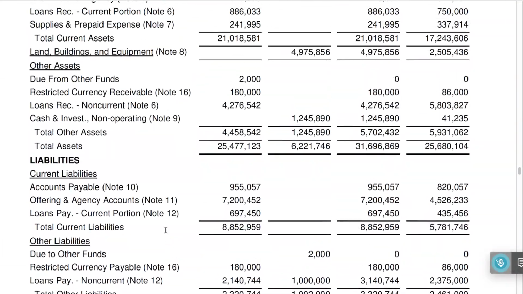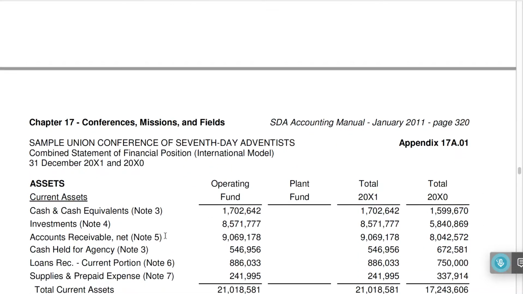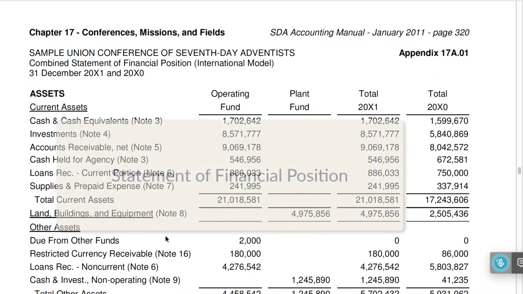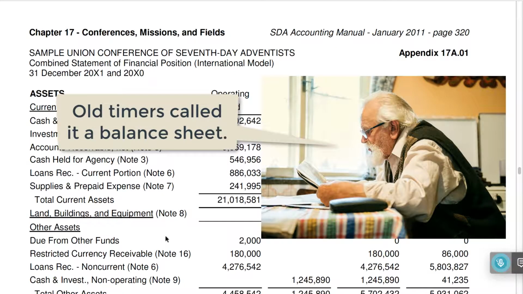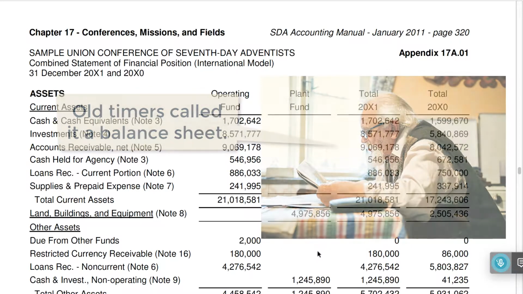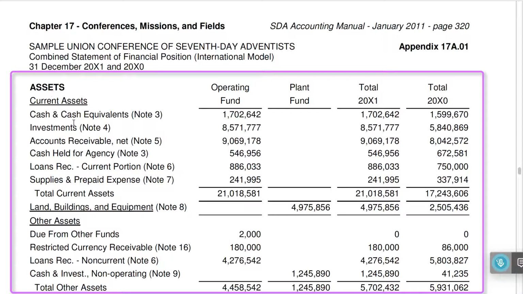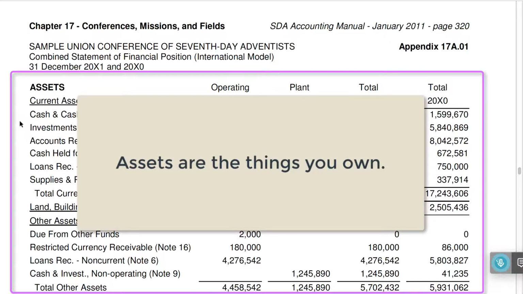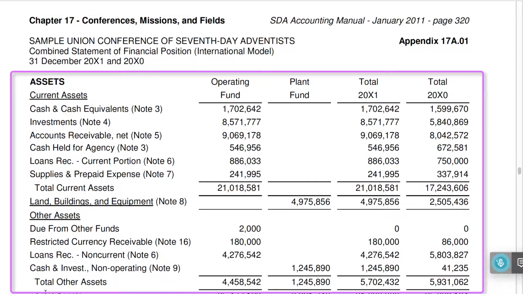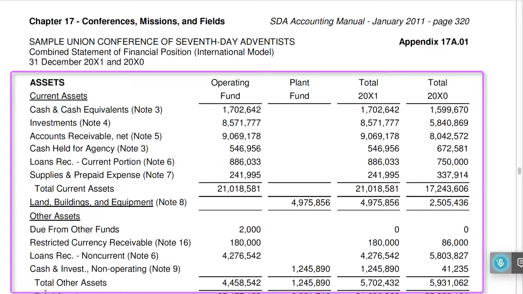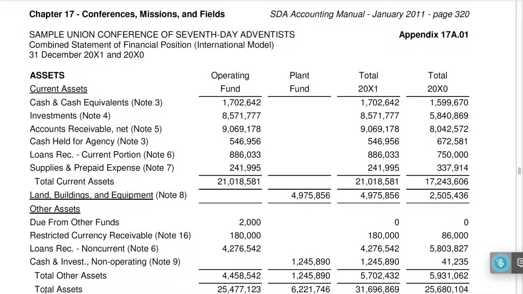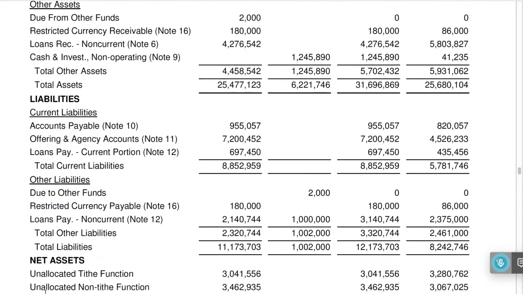Our purpose today is to get an orientation to this statement of financial position. The statement of financial position is called the balance sheet, and it used to be called the balance sheet. And the reason it was called the balance sheet is it balanced. Let's just take a peek at that. We have the assets at the top. The assets are the things the organization owns. And then what are the claims against those assets? They're at the bottom.